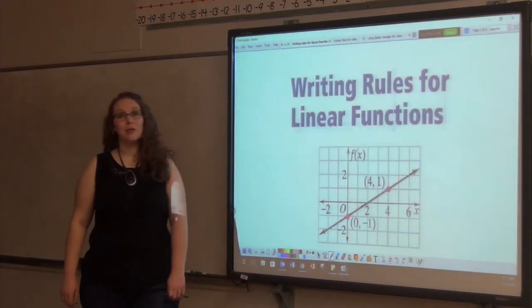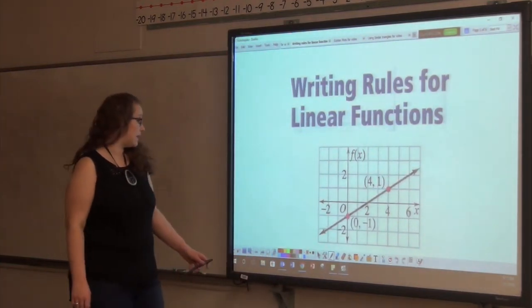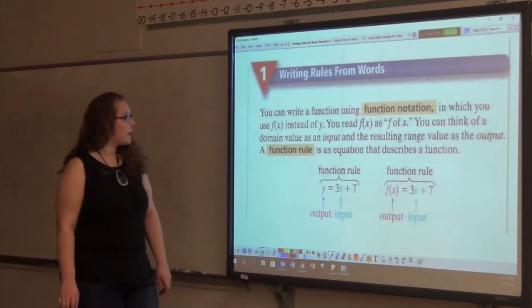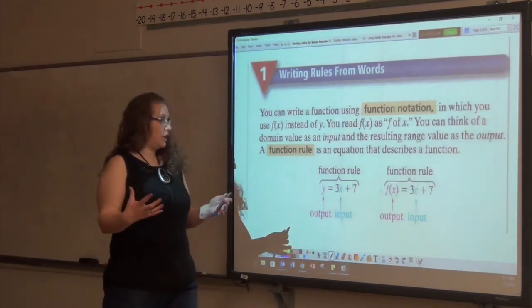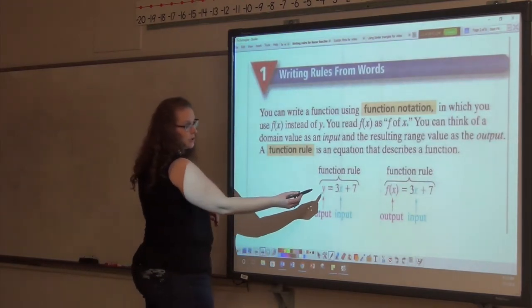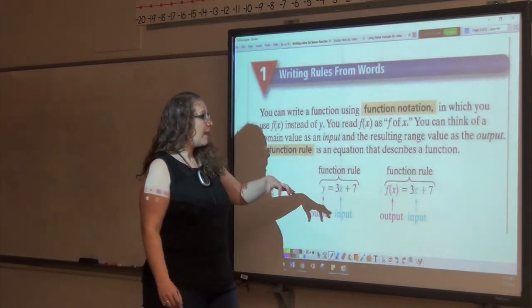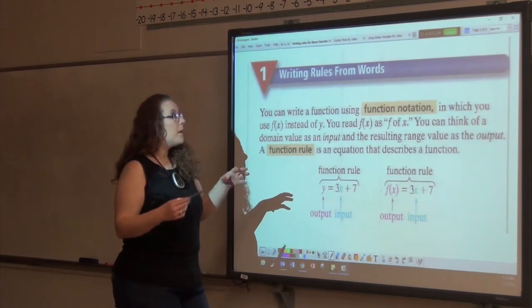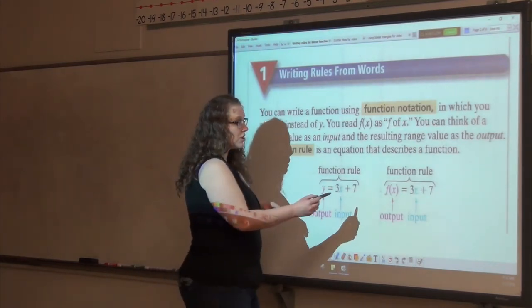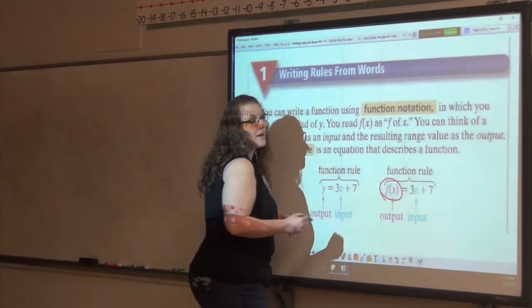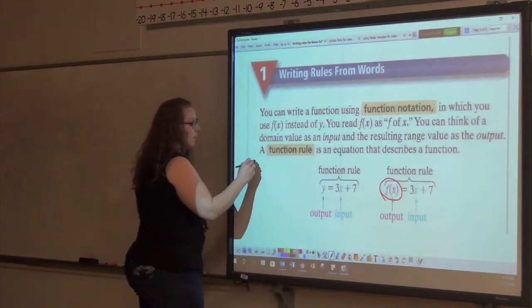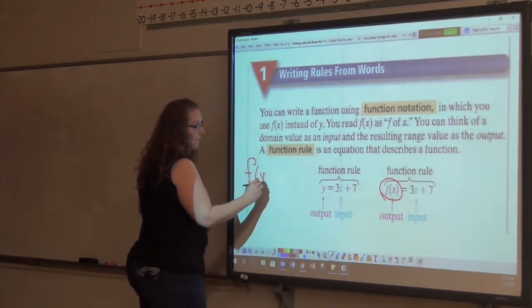All right, more about functions. We are writing rules for linear functions. Couple of vocab words. Function notation. A lot of times you'll see an equation like this, y equals 3x plus 7, and that is a function rule. But when we have function notation, instead of writing that y, we have this right here. So instead of writing y equals, I'm going to write f of x.